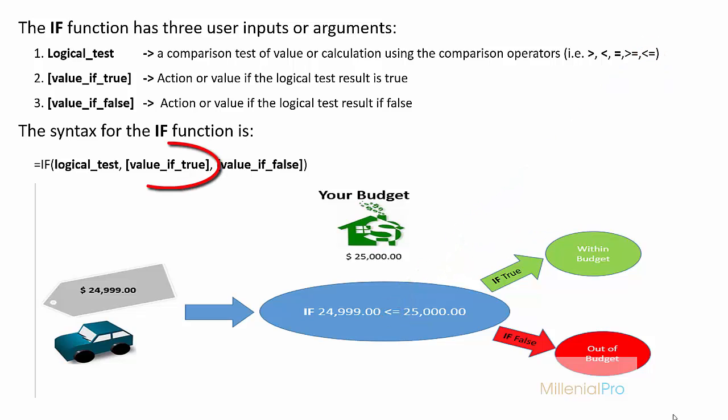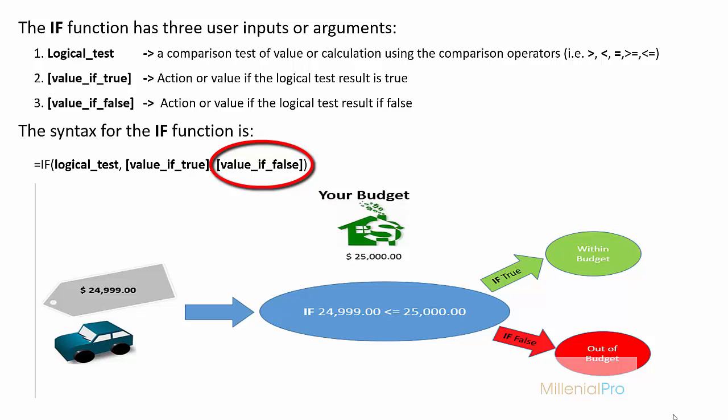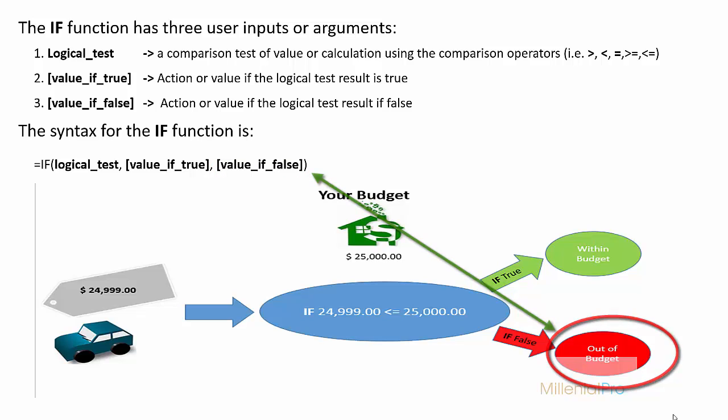The second argument is the action or value if the logical test result returns true. In our case, the action that we would like the IF function to do when the logical test returns true is to mark this particular line as within budget. The third argument is the action or value if the logical test returns false. In our case, if the logical test returns false, we would like to mark it as out of budget. It's quite simple, isn't it? All it takes to understand the IF function is the basic mathematics concept of using the comparison operators.